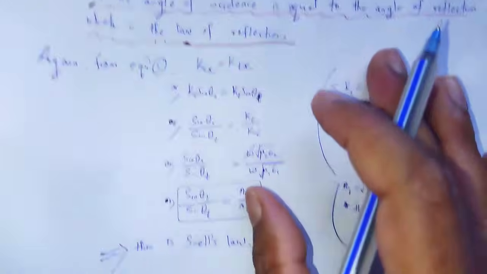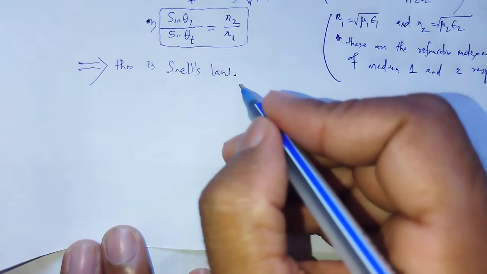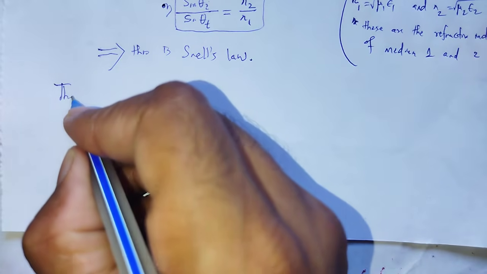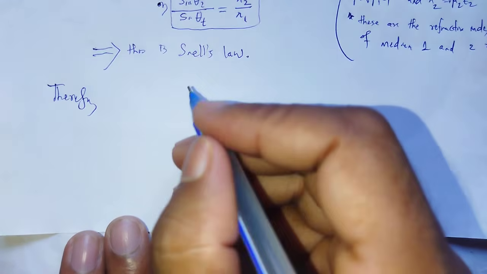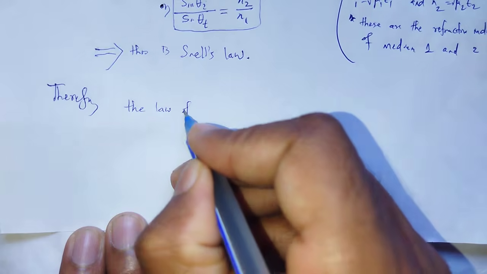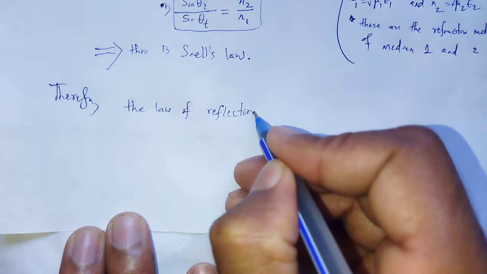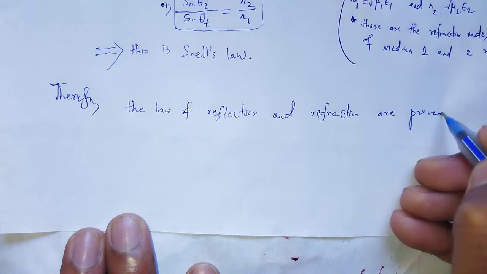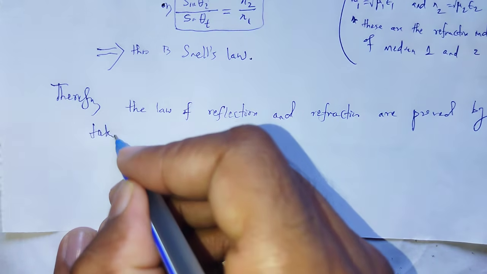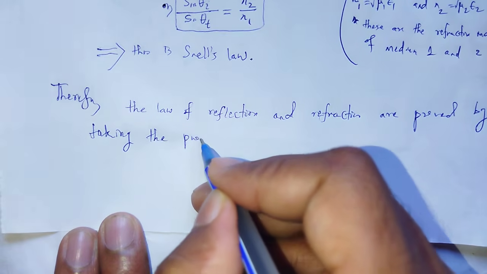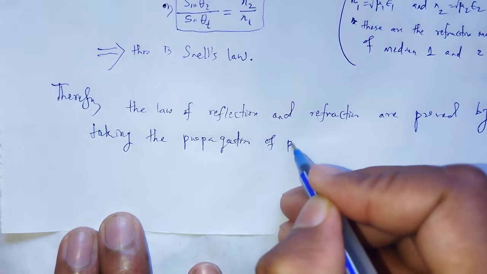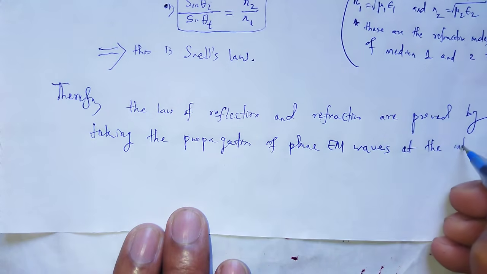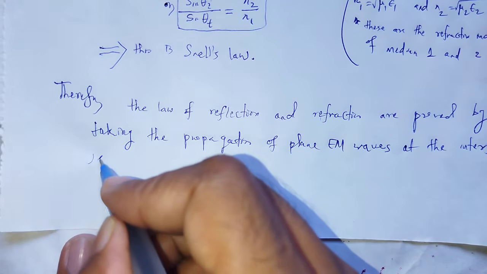This is the law of reflection, that is the law of refraction. Hence, we can say the law of reflection and refraction are proved by taking the propagation of plane EM waves at the interface separating two media.